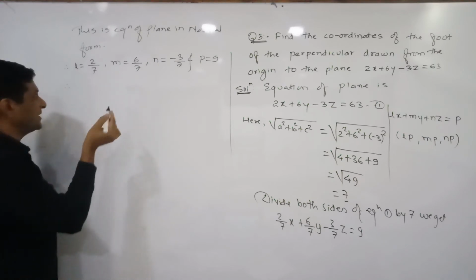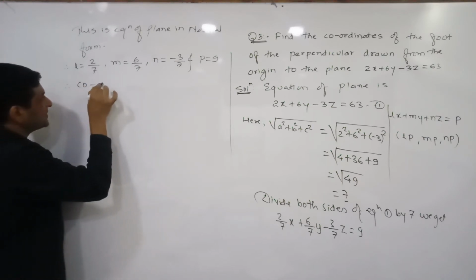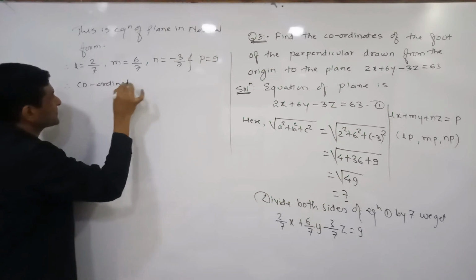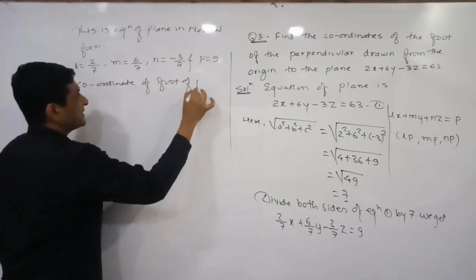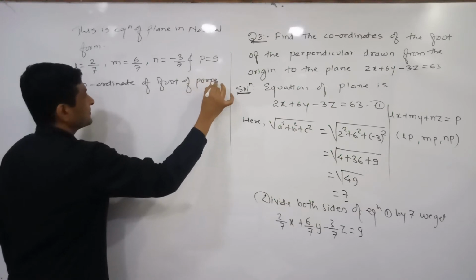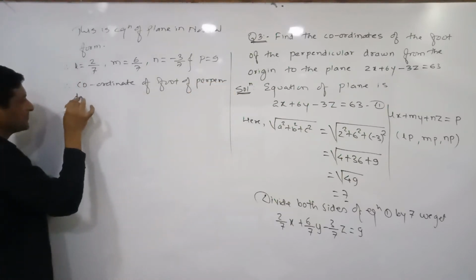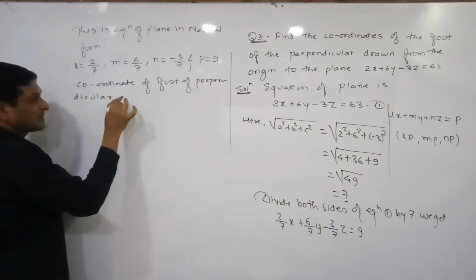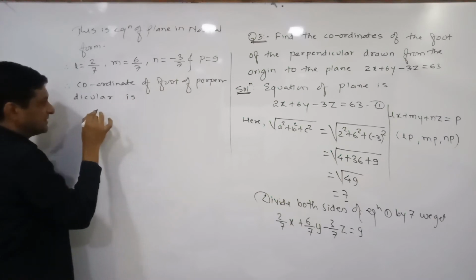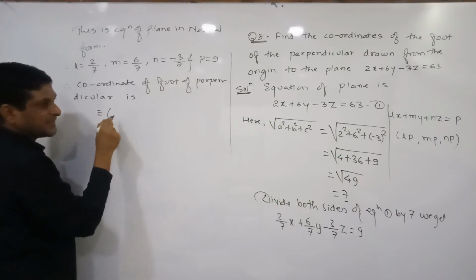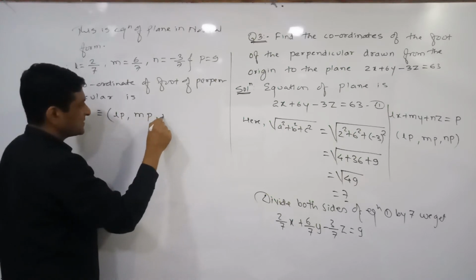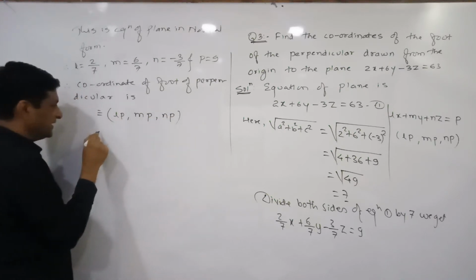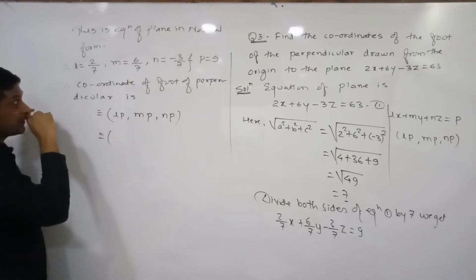So therefore the coordinates of the foot of perpendicular are, what is the x coordinate? The x coordinate is LP, the y coordinate is MP, and the z coordinate is NP. Now the remaining part is just to substitute the values.